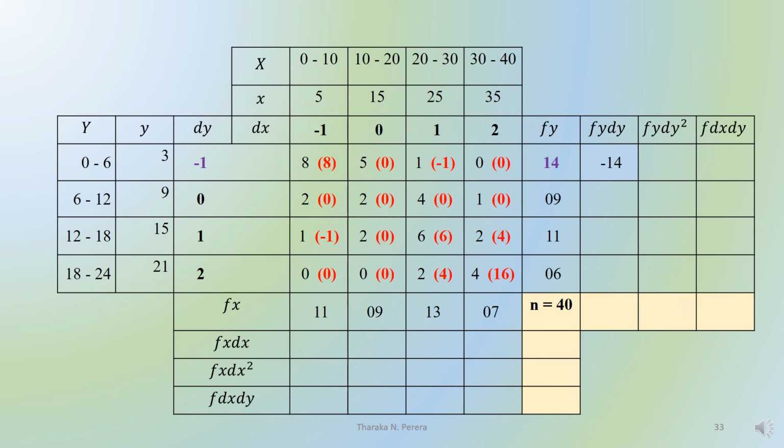Let's see the Fy dy column. This means multiplication of each dy element by corresponding Fy values. First Fy dy value minus 14 comes from minus 1 into plus 14, equals minus 14. Second Fy dy value can get by 0 into 9, which equals 0. Likewise, we can complete Fy dy column.